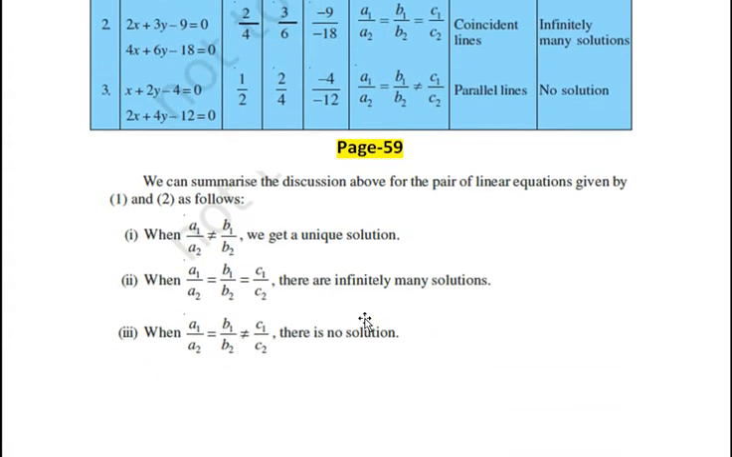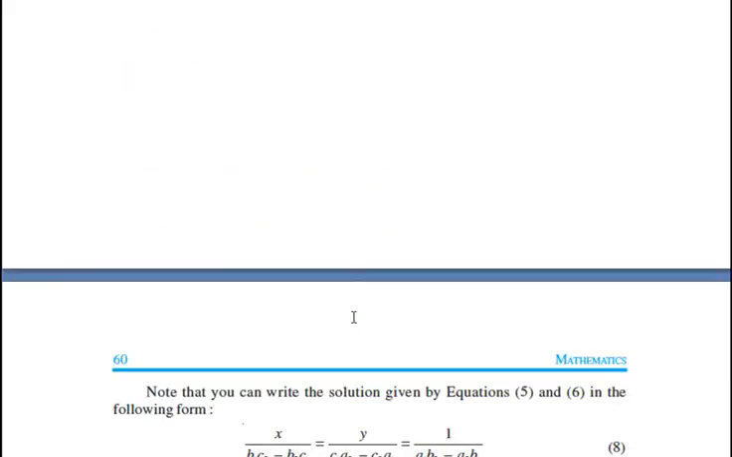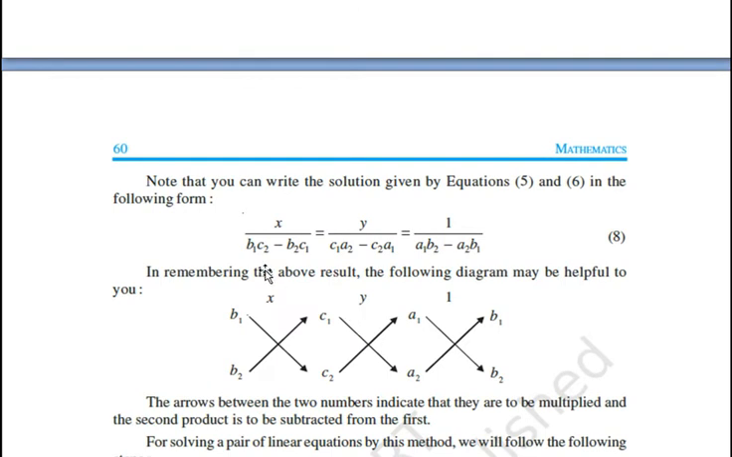Now in simple words, on page number 59 also you can see in your book, it has been given: if a1 by a2 not equals to b1 by b2, we get a unique solution, and if all three are equal, infinitely many solutions, and if a1 by a2 equals to b1 by b2 not equals to c1 by c2, there is no solution. Now we come to the cross multiplication method.